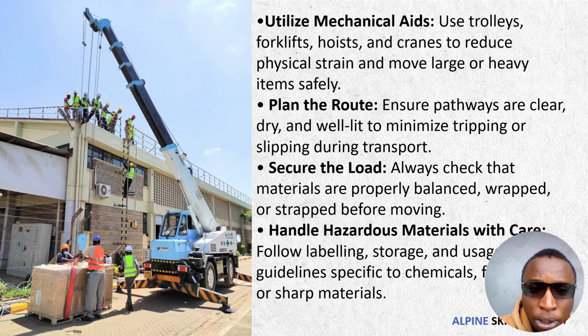The other one is to plan the route, which ensures pathways are clear, dry, and well lit to minimize tripping and slipping during transport. You can also secure the load, which means always checking that the materials are properly balanced, wrapped, or strapped before moving. The final one is to handle hazardous materials with care, where we follow the labeling, storage, and use guidelines specific to chemicals. Also, we use protective gear to protect ourselves from sharp materials.